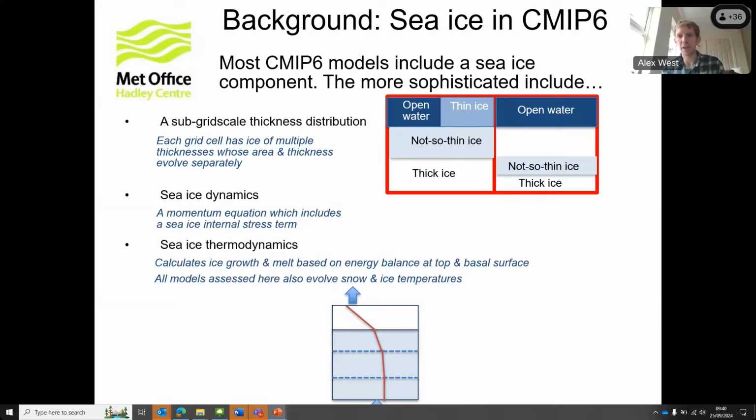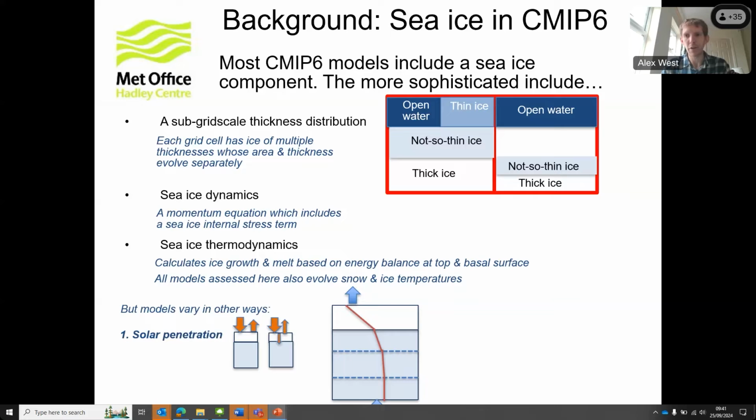The thermodynamic solver will tend to calculate ice growth and melt based on the energy balance at the top and basal surface. And all models assessed in this study have ice and snow heat capacity. They calculate new internal temperatures at each time step. But they vary in a few ways as well that will be relevant. Some models allow sunlight to penetrate through the ice, others don't. Models treat ice salinity in different ways. This affects the thermodynamic properties of the ice. Some models completely prescribe it. Some models allow it to evolve.